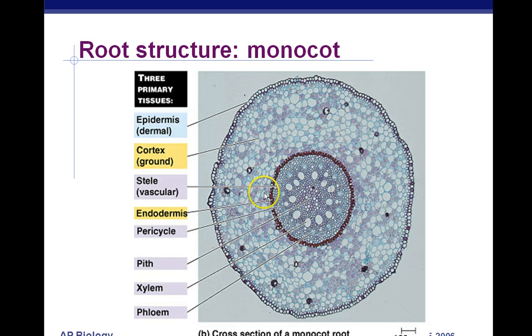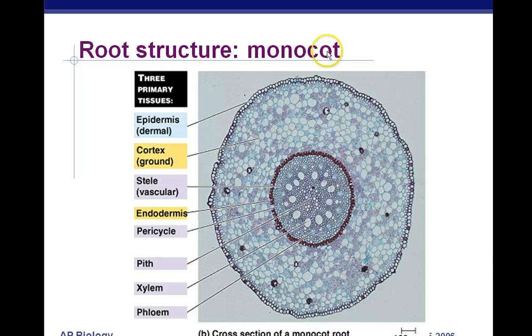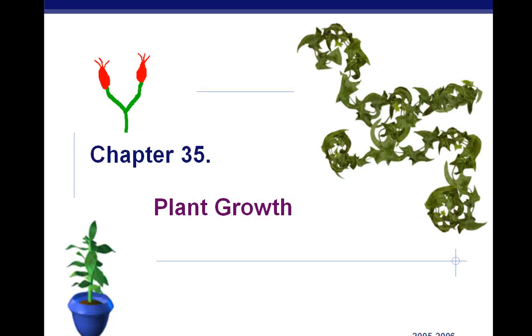So in the root of the monocot, we have the vascular bundles in a ring, but in the stem of a monocot, they're randomly arranged, as we can see here. Monocot, vascular bundles random. In the root, however, it's in a ring. So remember, it's the dicot that has a ring of vascular bundles in the stem, and the monocot that has the ring in the root. All right, plant growth.